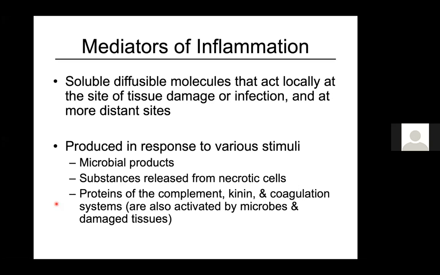These mediators are produced in response to various stimuli. For example, they can be produced in response to microbial products, okay? For example, microbial toxins or other things that these microbes could be producing. If there is cell death due to some sort of injury, whether it's a chemical injury or a physical injury, then substances released from these dead and dying cells could also induce production of these mediators. And then we also have the proteins of the complement system being mediators of inflammation. We've covered that well. And then there's the kinin and coagulation systems, which I really won't go into details of so that I don't confuse you.